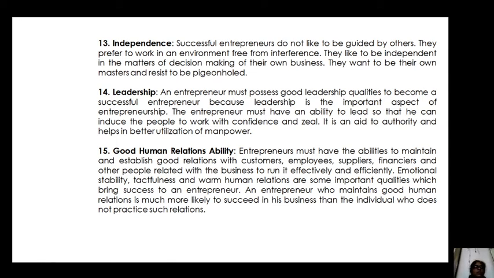I hope this topic is clear. These are the certain skills, qualities, and personality traits: how an entrepreneur should use different techniques in his business and how he should prove himself as the best performer in the market so that he will be called an entrepreneur. This is how we have completed this topic, the skills required for an entrepreneur.